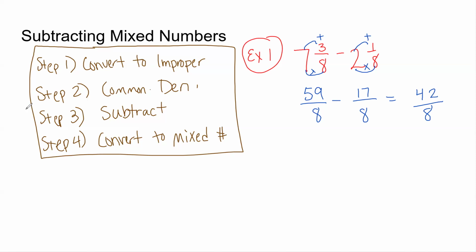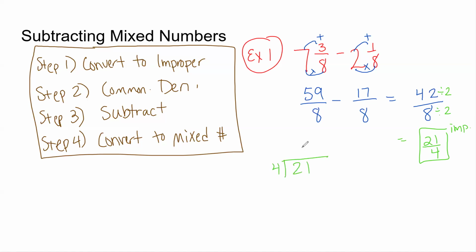Okay, now that is a good answer, but I think we could divide, they're both even. So let's divide by 2, which would give us 21/4. I think that's the best answer if you're going to leave it improper. But since the original problem was given as a mixed number, let's convert it back to mixed.